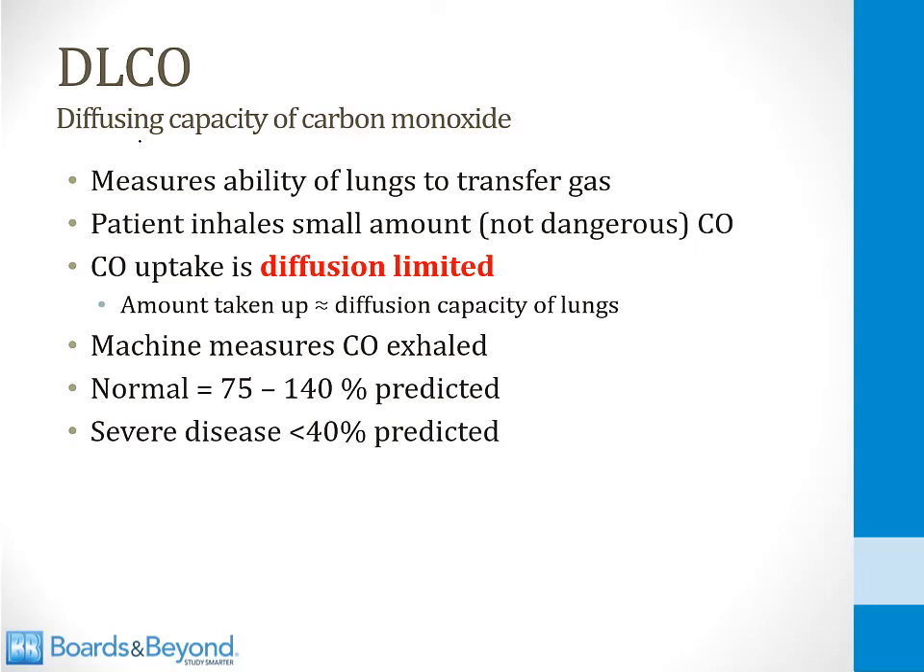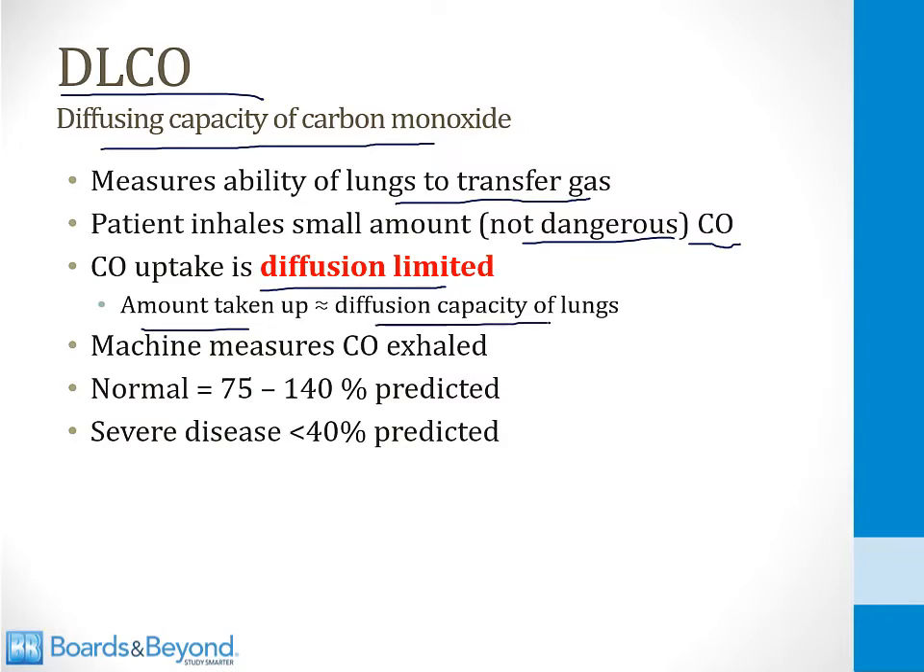In clinical practice among patients with lung disease, the DLCO is commonly measured. The DLCO is the diffusing capacity of carbon monoxide. This is a measurement of the ability of the lungs to transfer gas. The way this test is done is the patient inhales a small amount of carbon monoxide. You may know that carbon monoxide is dangerous, but the amounts used in this test are very small and not dangerous. Because carbon monoxide uptake is diffusion limited, the amount taken up by the lungs is equal to the diffusing capacity of the lungs. So the patient inhales carbon monoxide, then exhales gas from the lungs, and the machine measures the amount of carbon monoxide exhaled.